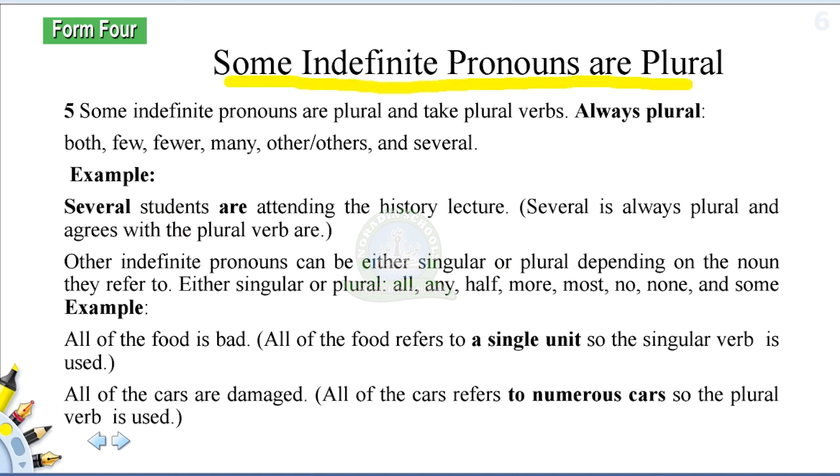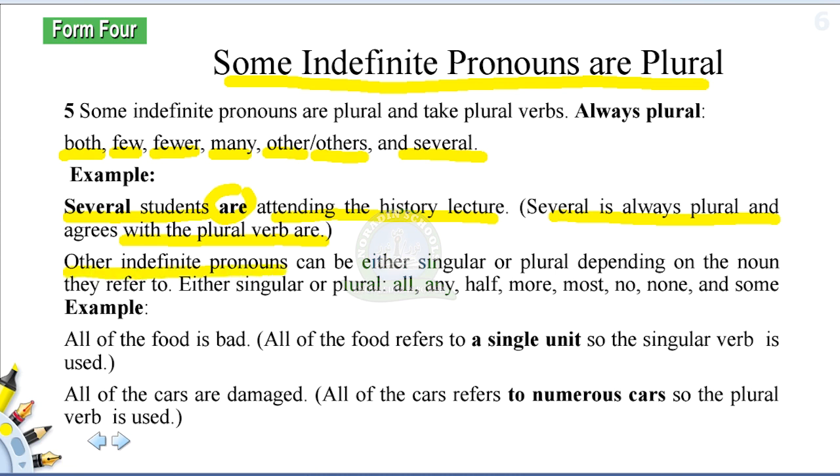Some indefinite pronouns are plural and take plural verbs. They are always these: both, few, fewer, many, other, others, and several. They are indefinite pronouns, but they are plural, so we're going to use plural verbs. For example, don't say several students is. Several students are attending the history lecture. Several is always plural and agrees with the plural verb.